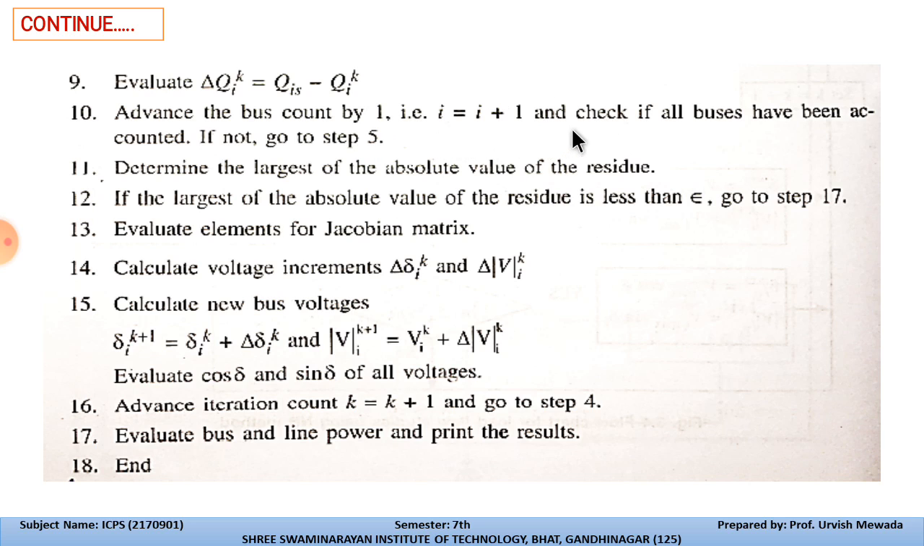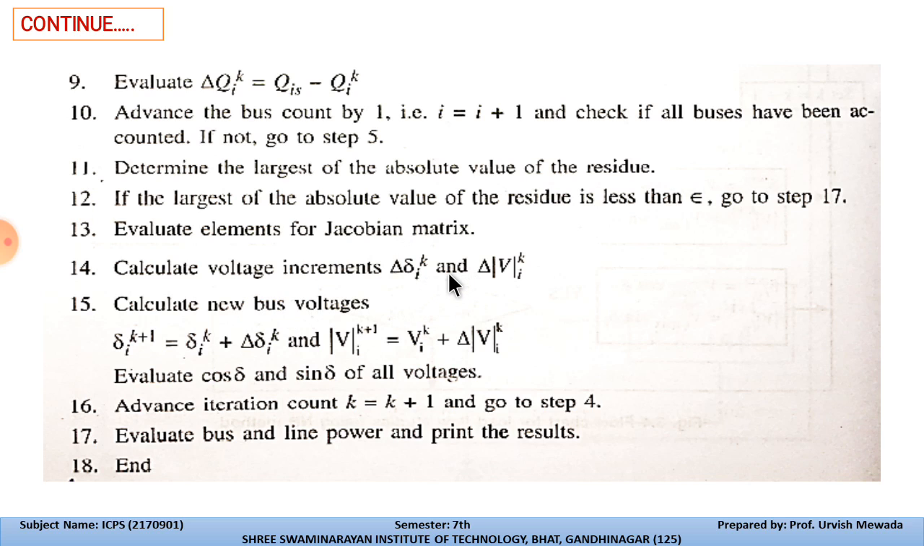This is the method that is followed again whenever the condition is not satisfied, and check if all the buses have been accounted for. If not, go to step number 5. Also determine the largest absolute value of the residue, and if the largest absolute residue is less than epsilon, go to step number 17. Evaluate the elements of the Jacobian matrix, and by putting the values into the Jacobian matrix, calculate the voltage increments.